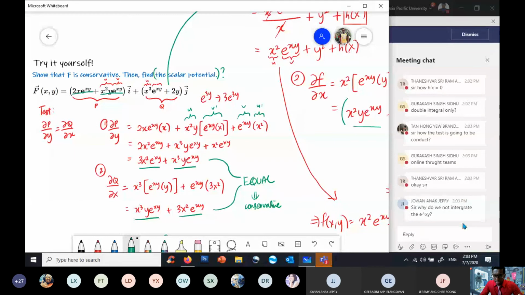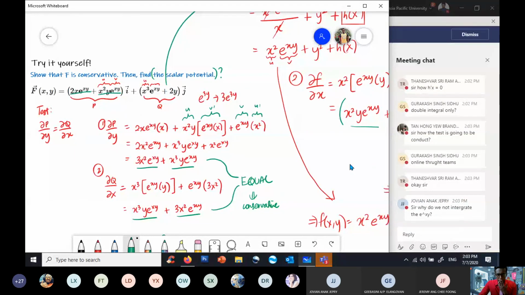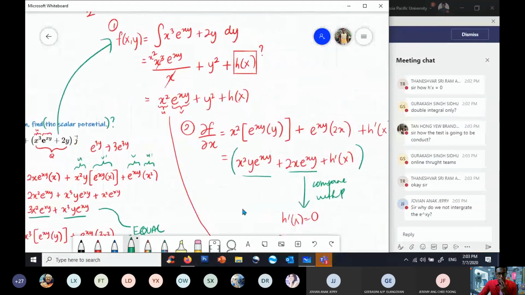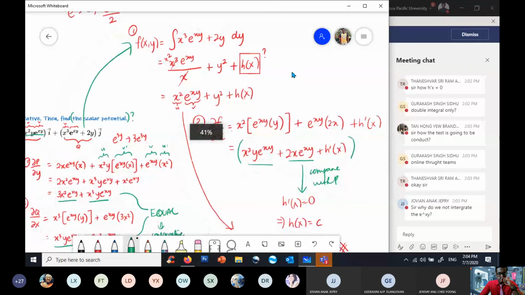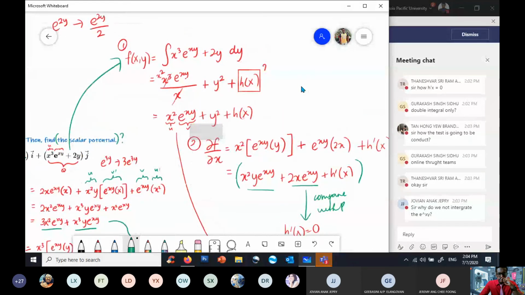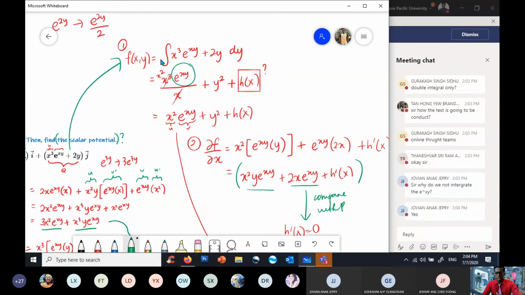Why do we not integrate e to the power of xy? Jovian, which one are you telling me now? e^xy. Why do we not integrate the e^xy? Okay, I'm going to take a wild guess here. e^xy, is this the e^xy you're referring to? I mean, as in this e^xy, is that it? Let me know if I'm referring to the right one. Okay, nice. So that wild guess was correct.